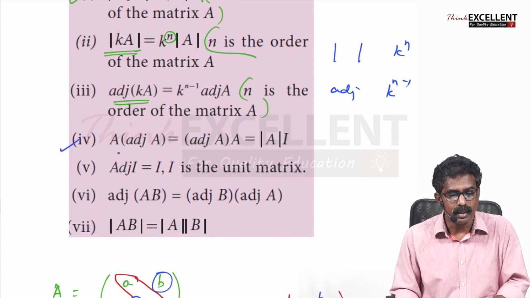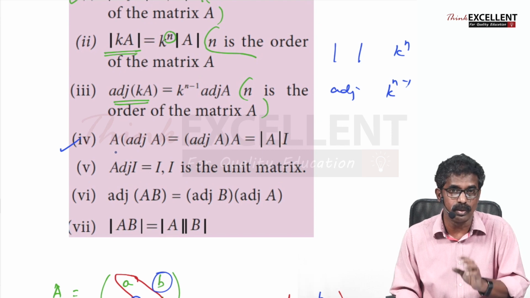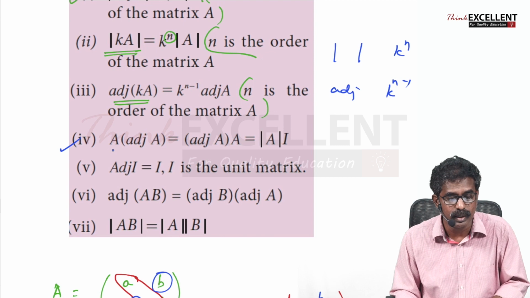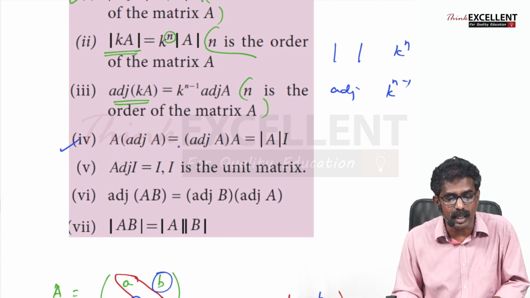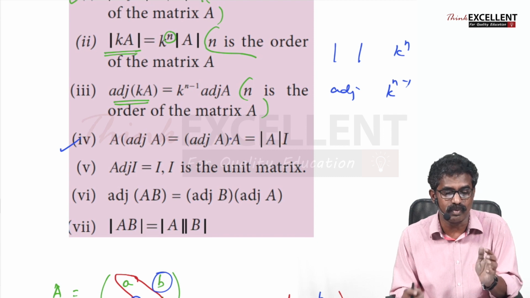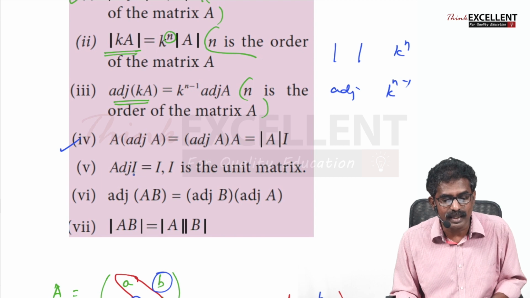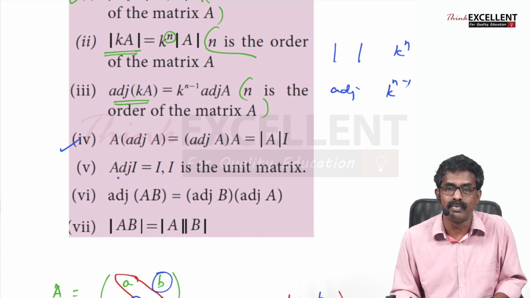Next result, very important for verification. So next class we'll do sums using all these. So you have to prepare. That's the reason I'm giving now. A into adjoint A equal to adjoint A into A equal to determinant A into I is a very important result to verify. So you find all the three. We prove all the three are same. Adjoint of identity matrix is identity matrix itself.